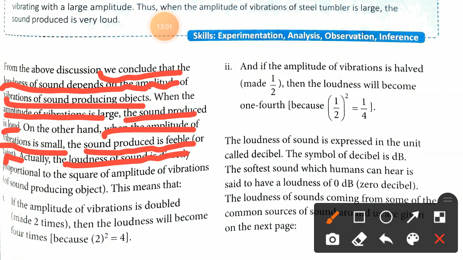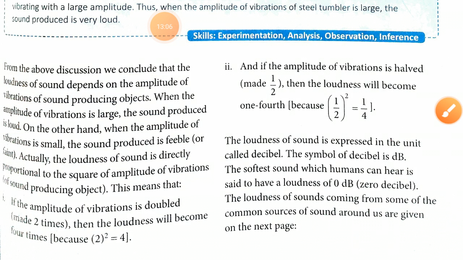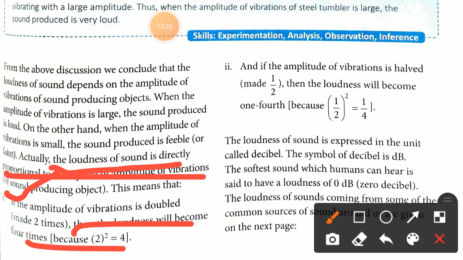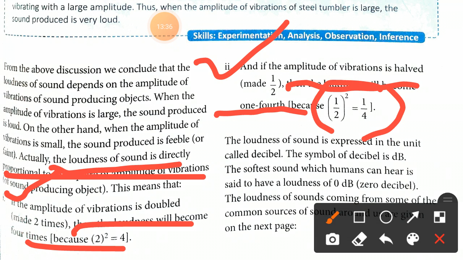Actually, the loudness of sound is directly proportional to the square of the amplitude of vibration. This is an important line, you have to remember the relation of loudness. This means that if the amplitude of vibration is doubled, 2 times, the loudness will become 4 times. Look at the second one: if the amplitude of vibration is half, then the loudness will become 1/4. This is an important point from your examination point of view. So just remember it.